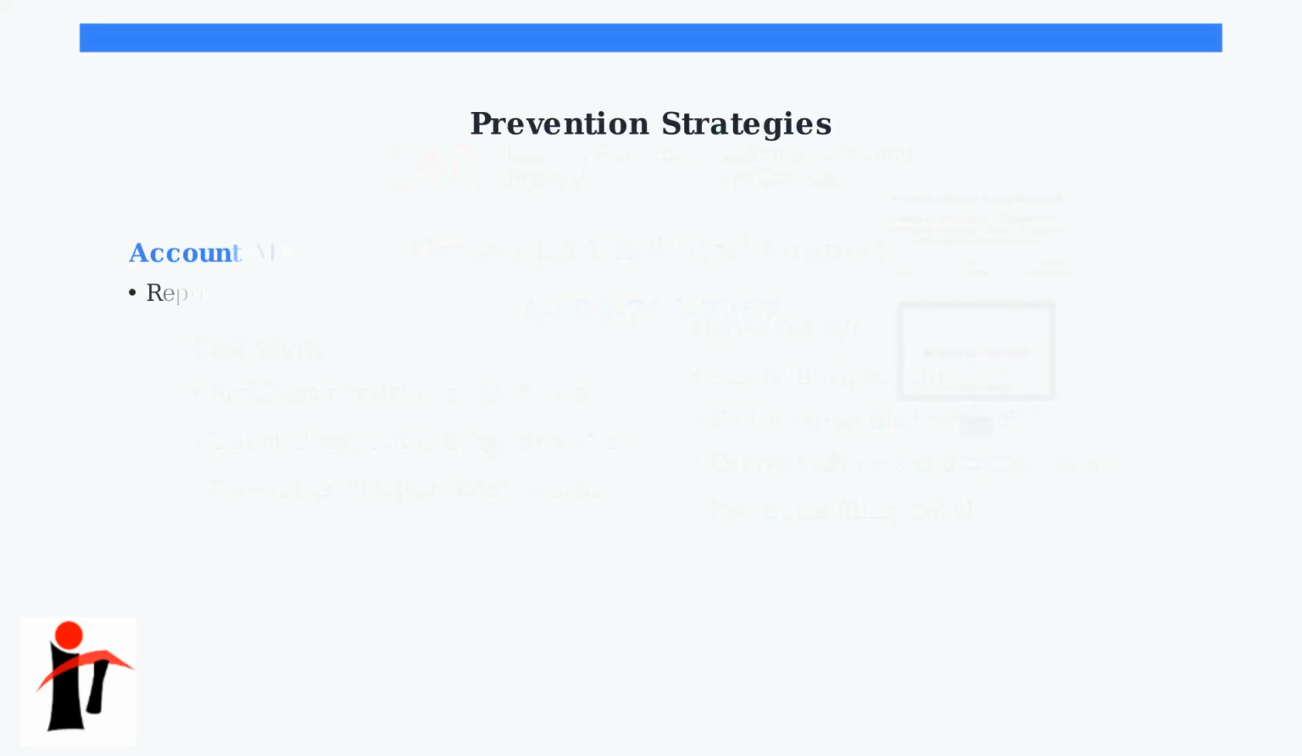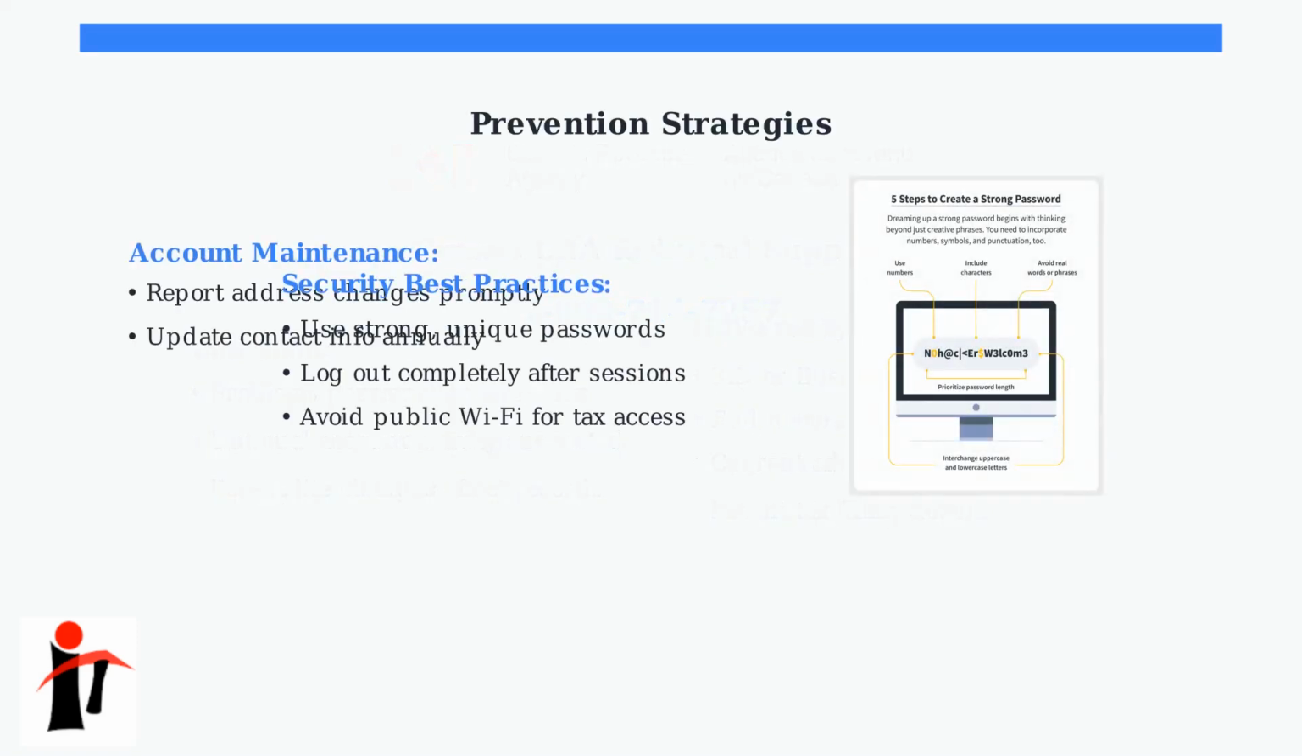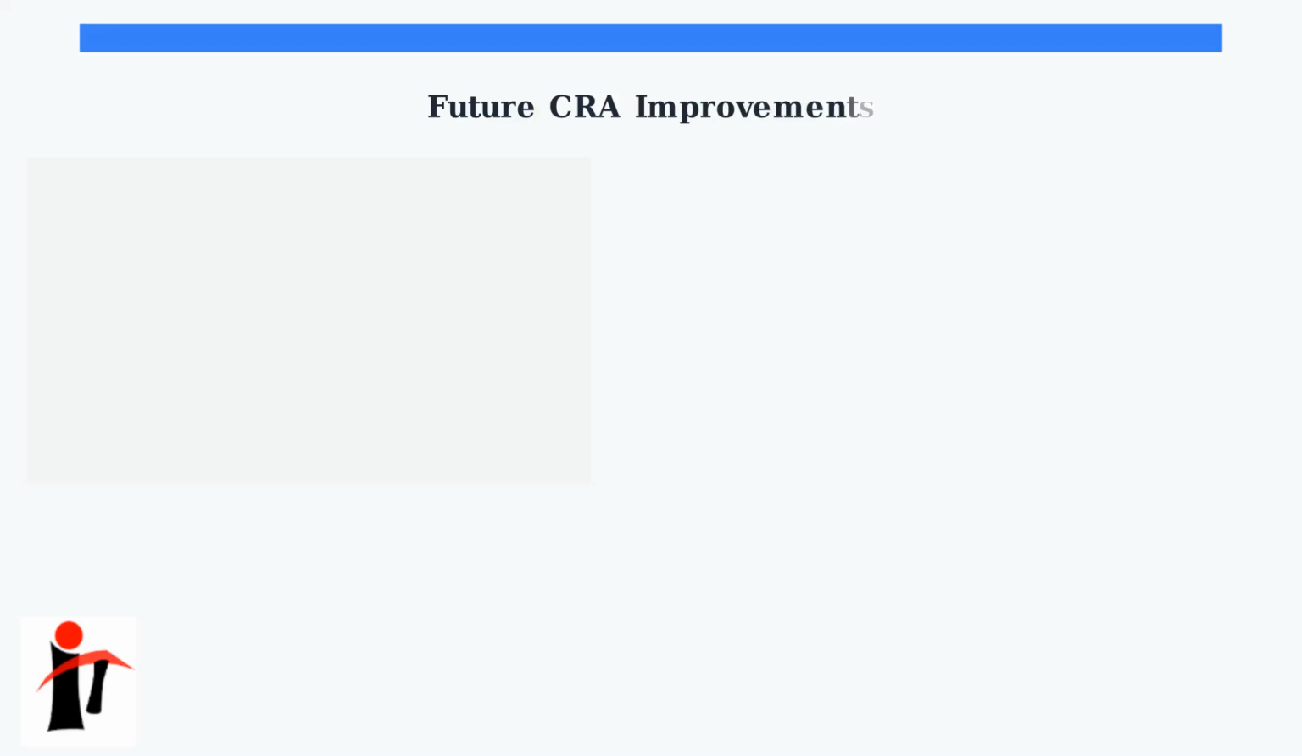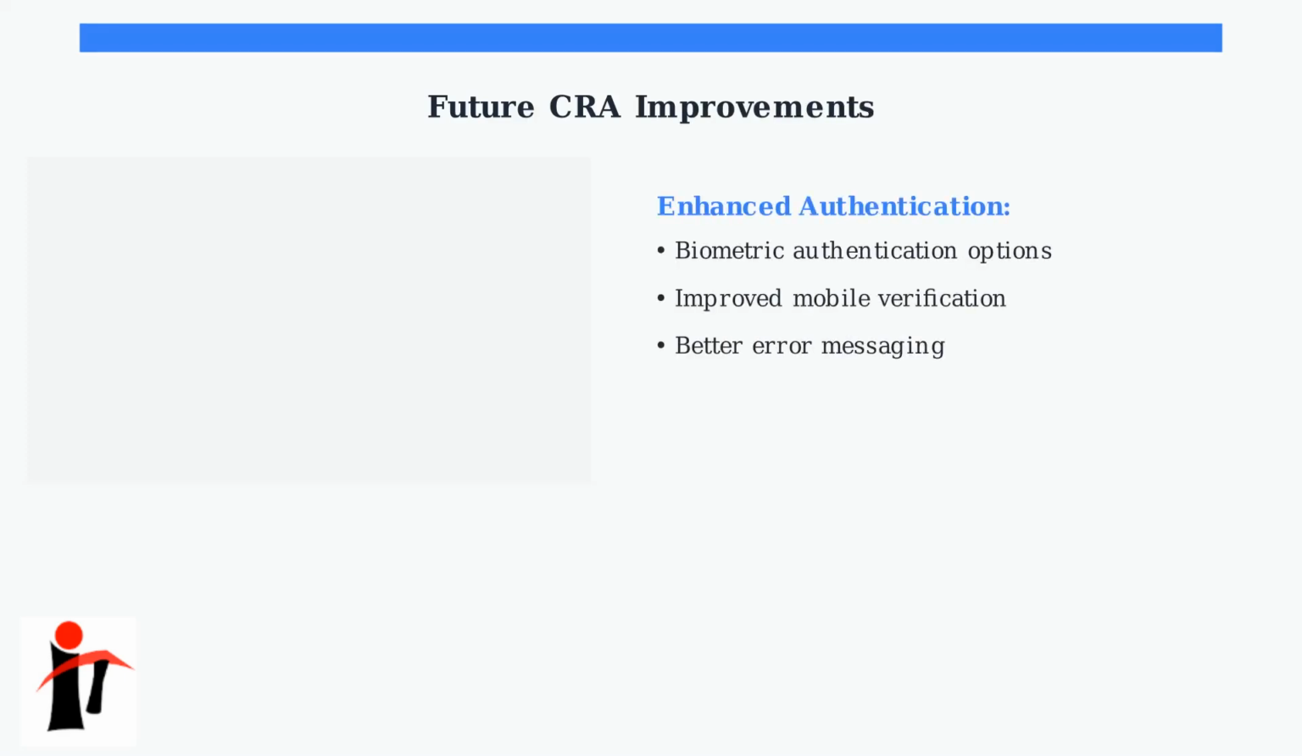Prevention is the best approach to avoiding future Result Code 31 errors. Maintain your account proactively by promptly reporting address changes, updating contact information annually, and following secure access practices. The CRA is implementing significant technological improvements to enhance user experience and reduce authentication errors. These include biometric authentication options, improved mobile verification, and better error messaging systems.